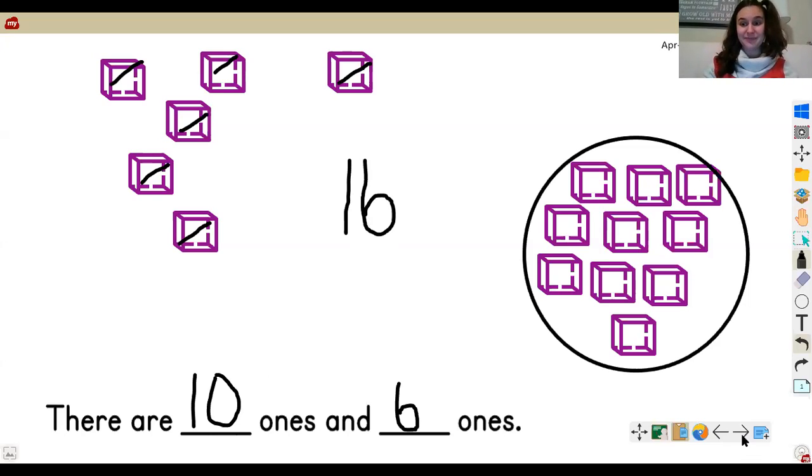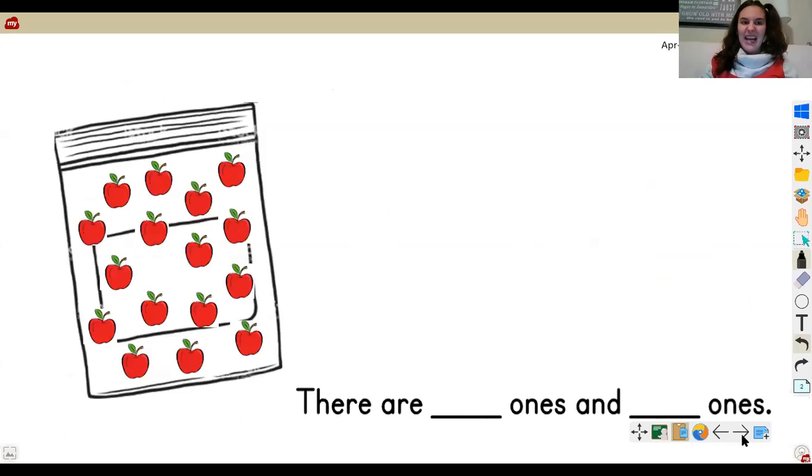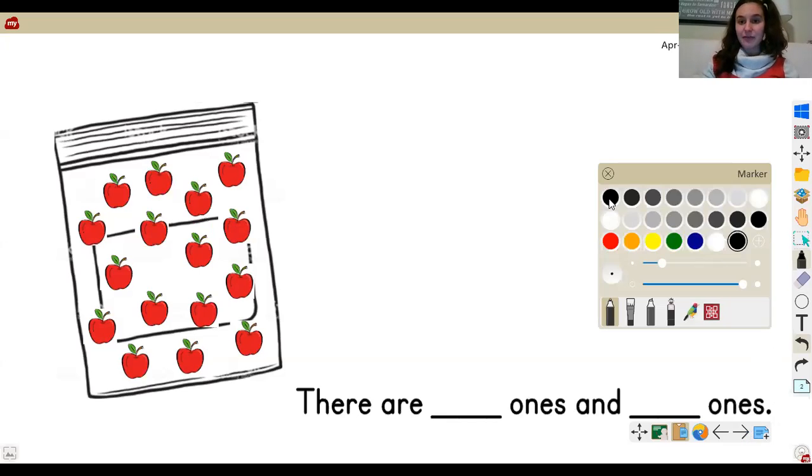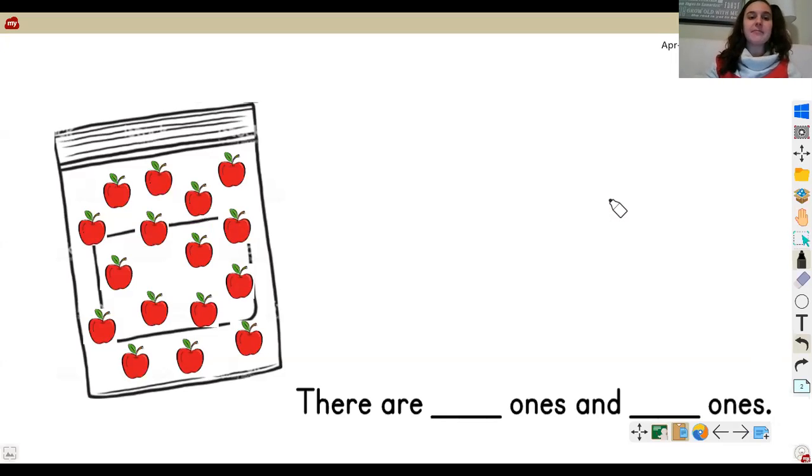Okay, scholars. Let's go. Now, I have a bag of apples, and we're going to do the same thing, but I'm going to show you a different strategy instead of making a separate circle. So, scholars, in my bag, I have apples, and I don't know how many. But to help me quickly figure out, I'm going to make one group of 10, okay?